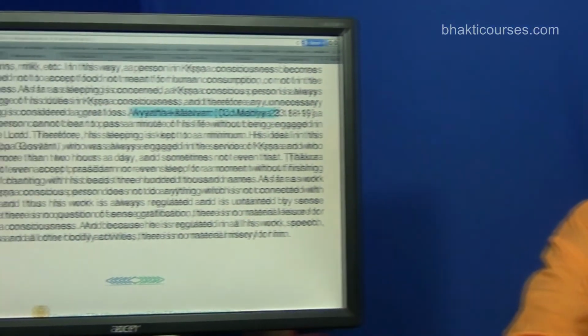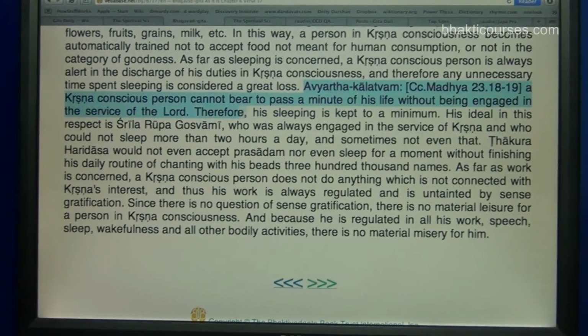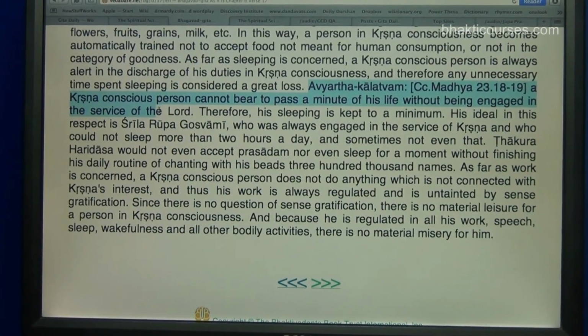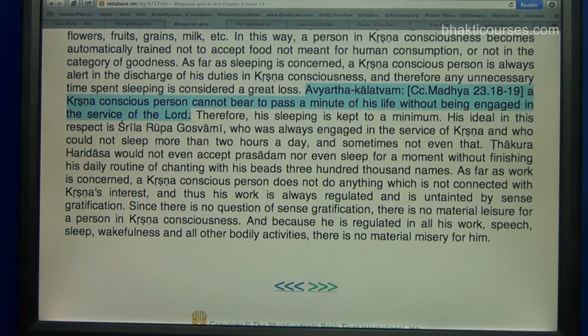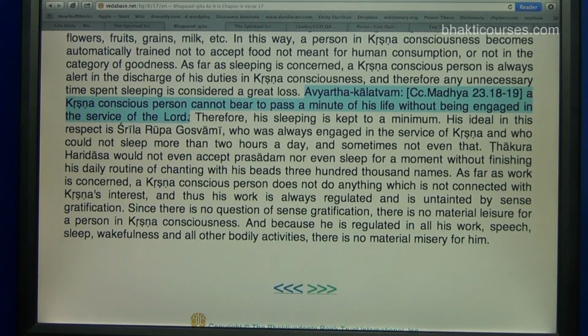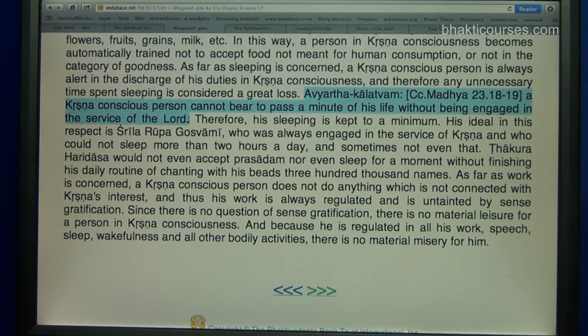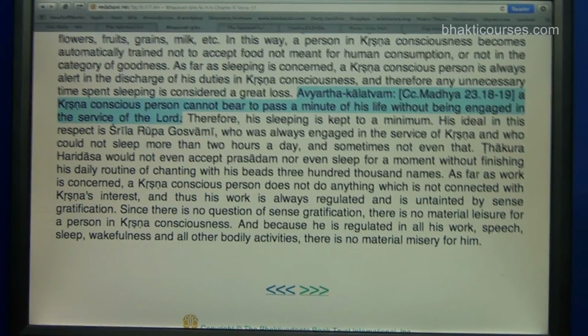So that's why it's a great loss. Any unnecessary time spent, and especially sleeping, whatever the body requires, do that, but beyond that, it's a great loss. And Prabhupada quotes avyartha kalatvam. This is from Chaitanya Charitamrita and is also talked about in Bhakti Rasamrita Sindhu. Avyartha kalatvam means not wasting any time. A Krishna conscious person cannot bear to pass a minute of life without being engaged in the service of the Lord.